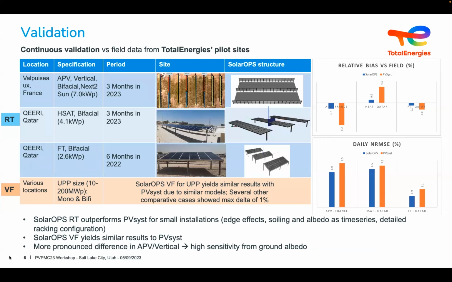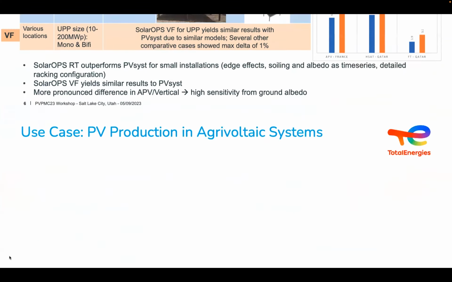On the other side of the spectrum, when we use view factor for much larger installations and compare it with PVCs, we see that the bias between SolarOPS view factor and PVCs is always in the order of less than 1%, which is completely normal, as more or less we are utilizing the same types of models.